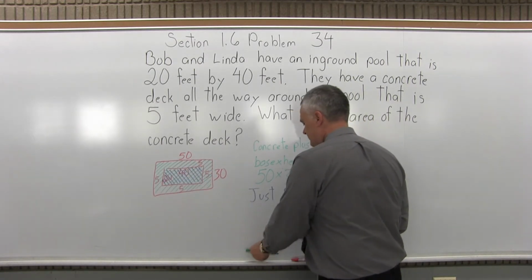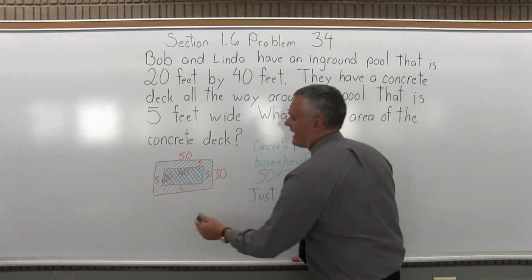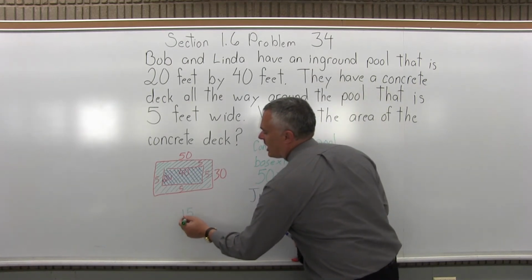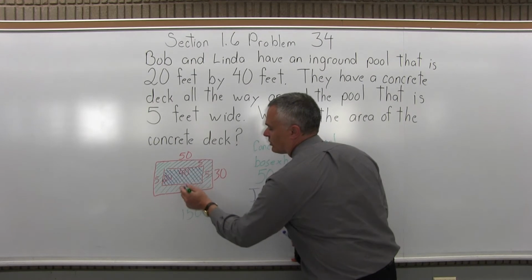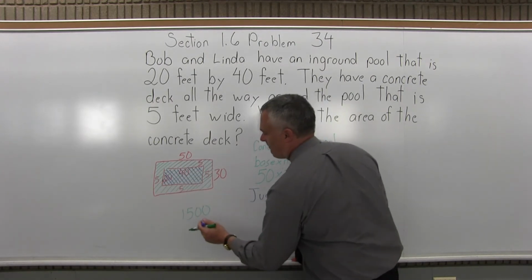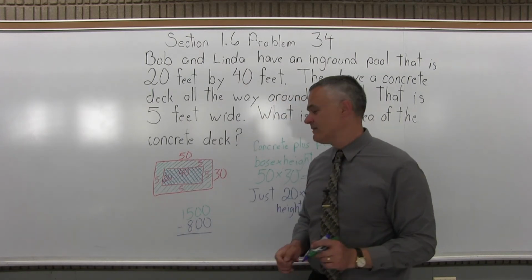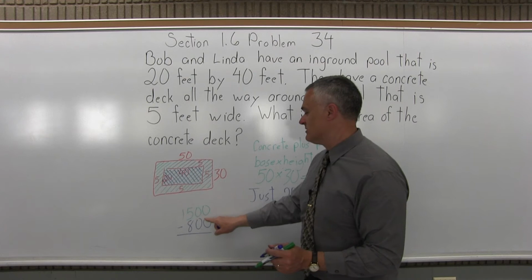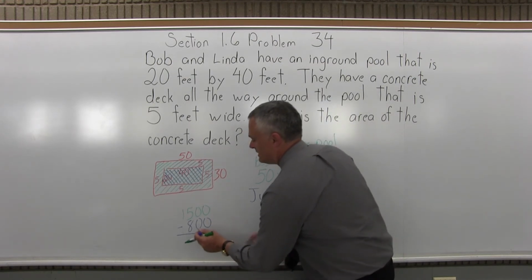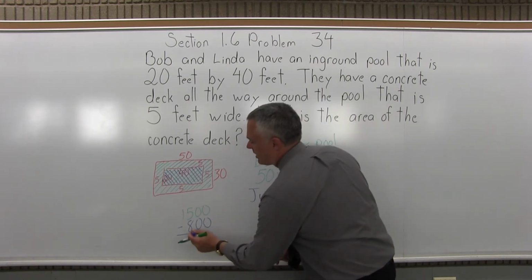So I have 1,500 for the total concrete plus the pool, minus 800 for just the pool by itself. So now I can do that subtraction. 0 minus 0 is 0. 0 minus 0 again is 0.